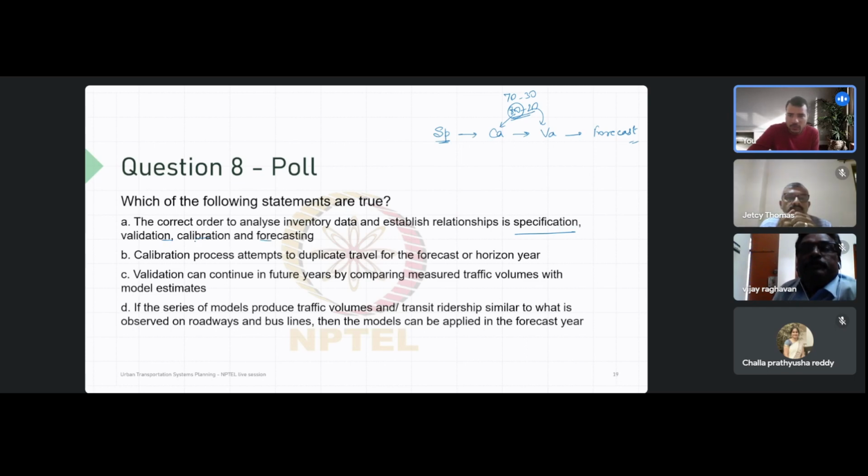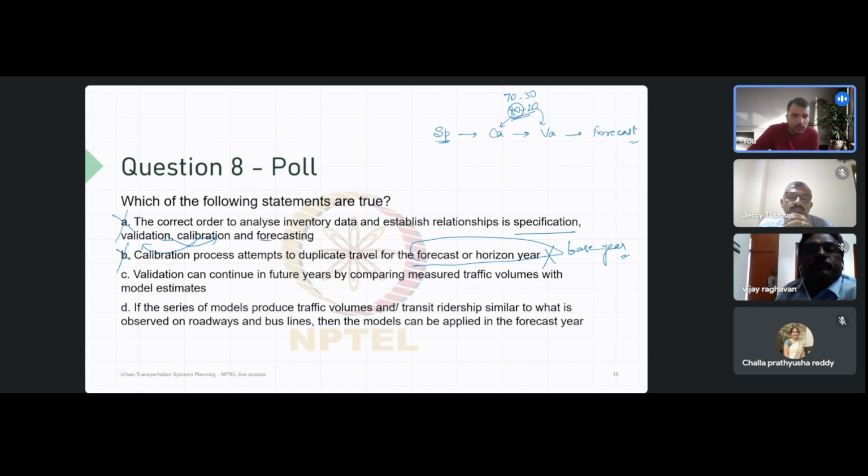So no, this is not correct. First calibration will come and then we will have validation. So you can remove this. Calibration process attempts to duplicate travel for the forecast on horizon year. So the keyword is here. This is incorrect. It is done for the base year rather than the horizon year. So we try to check how the model is performing on the data that it has been given. So we try to duplicate the travel. So we can remove B.